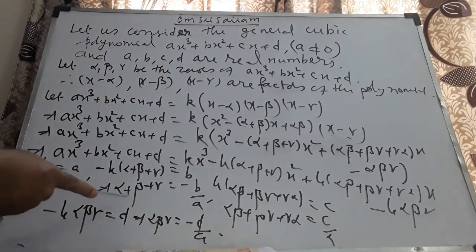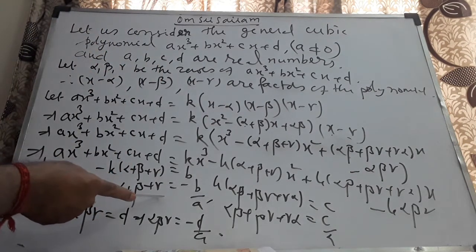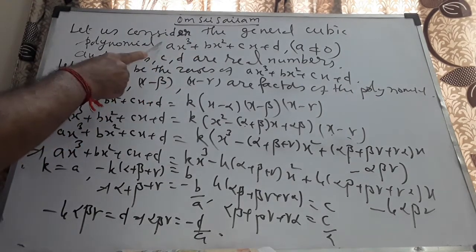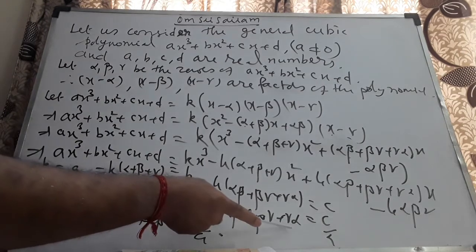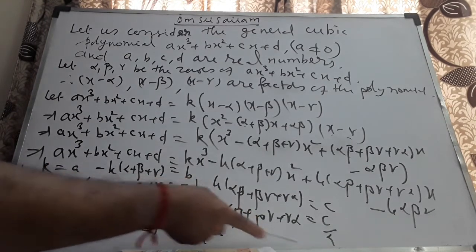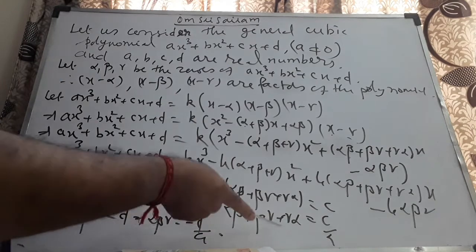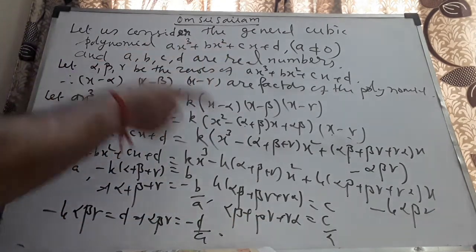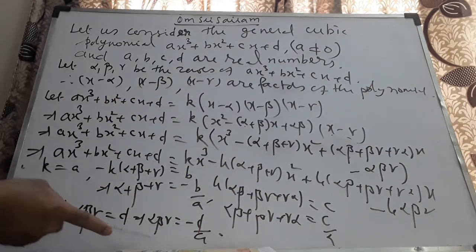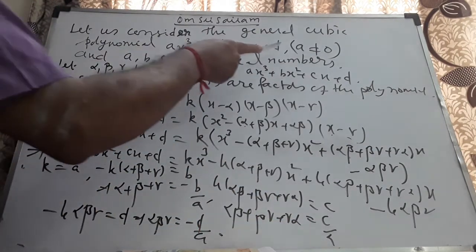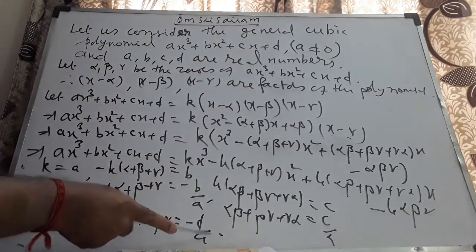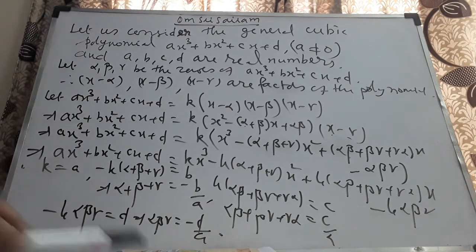Let me repeat, the sum of zeros, alpha plus beta plus gamma, is minus b by a, minus coefficient of x square by coefficient of x cube. Then the sum of product of zeros taking 2 at a time, alpha beta plus beta gamma plus gamma alpha, is c by a, that is coefficient of x by coefficient of x cube. Then the product of zeros, alpha beta gamma, is equal to minus d by a, that is nothing but minus constant term by coefficient of x cube. This is how the result is being obtained.